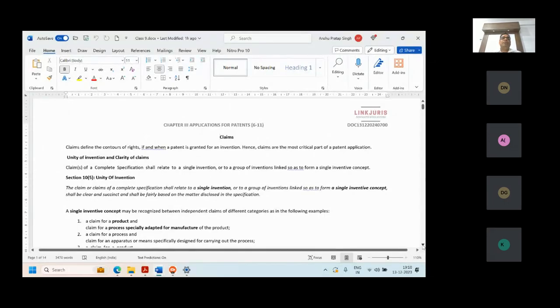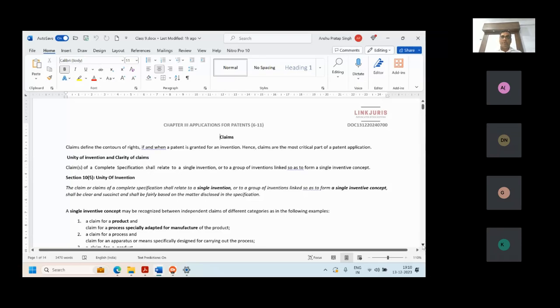So, what we have already discussed, what are the claims? Claims are the boundaries of the invention, or you can say contours of the right. They are the most critical part of the patent application, and this is the invention. We are defining the boundary of the invention. It is like a property. Suppose you have a property, then you have A side, B side, C side, and D side, and no one can enter in your plot. Similarly, same thing in this part.